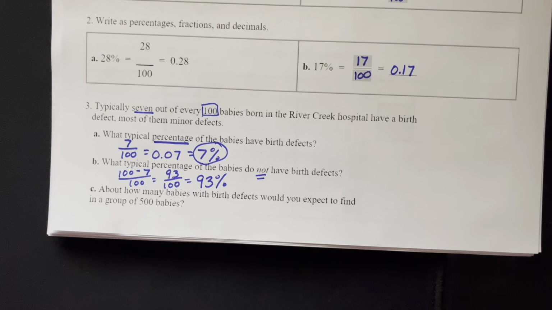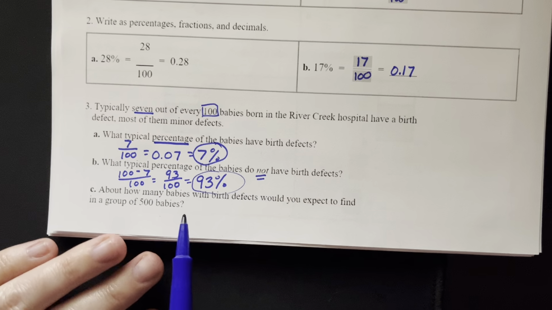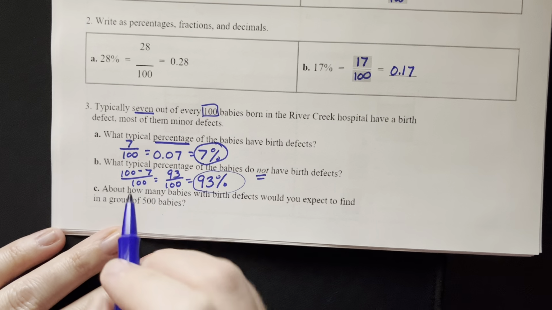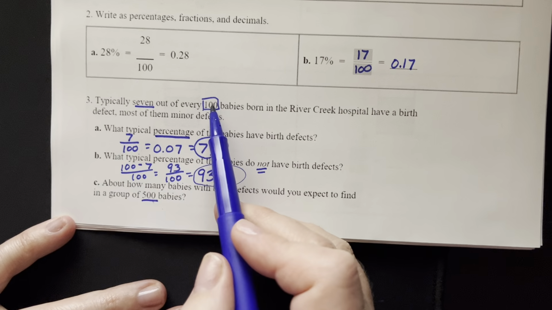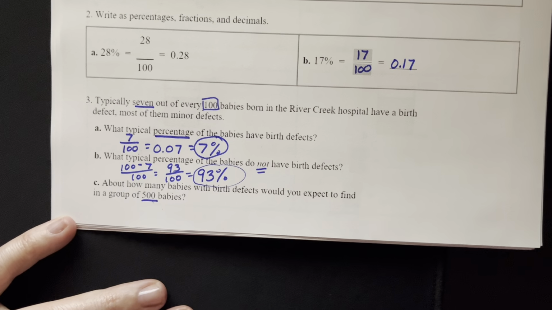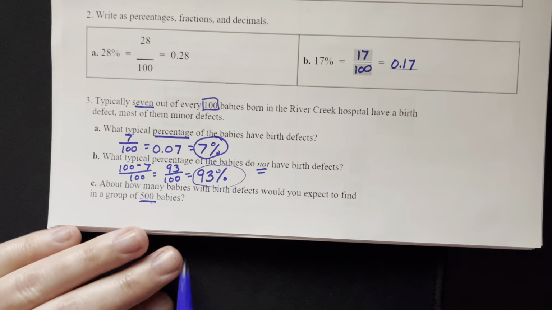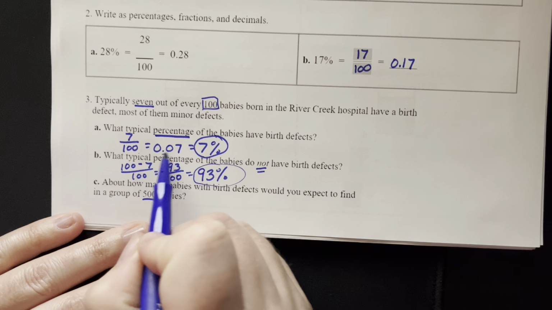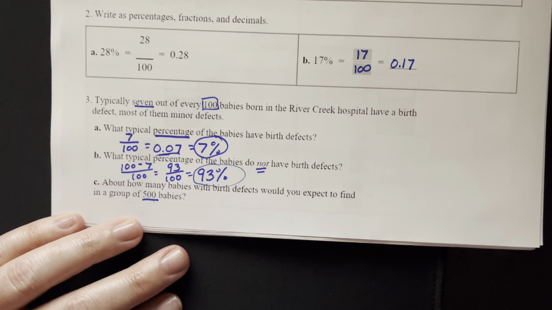This next question is an application of the percentages. So how many babies with birth defects would you expect to find out of 500 babies? So we know it's every 100, so we could just add 7 5 times. But if we wanted to use the percentage here, we know 7%, and we have the decimal equivalent here. I'm sorry, it's not an approximation.